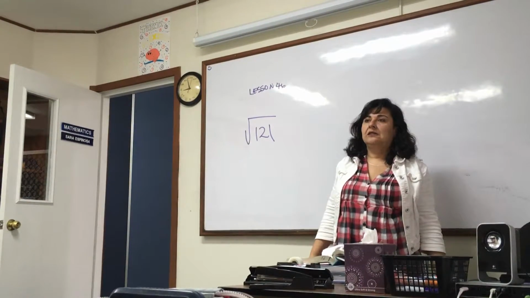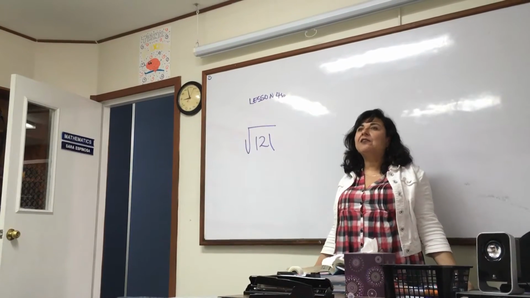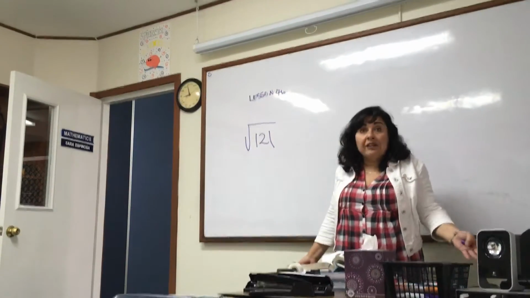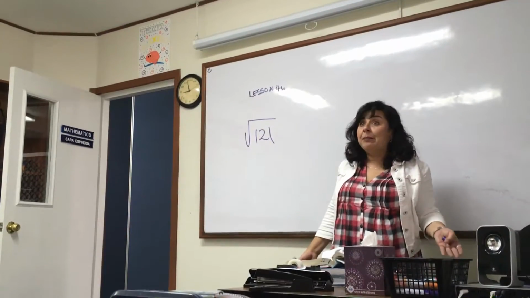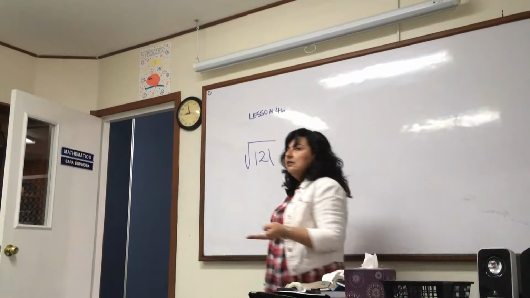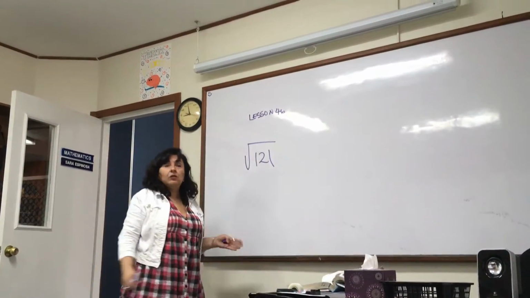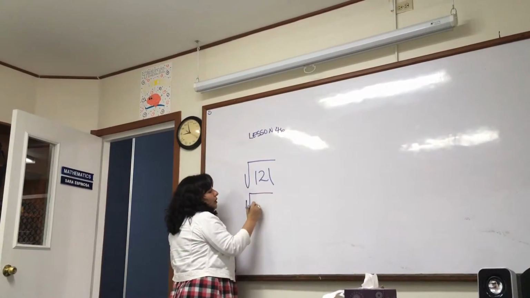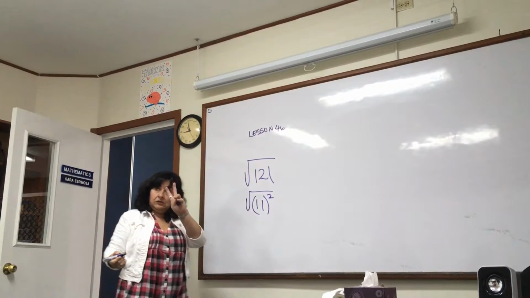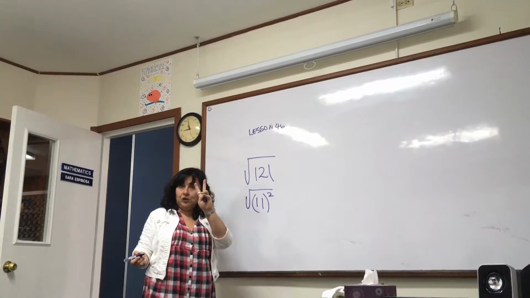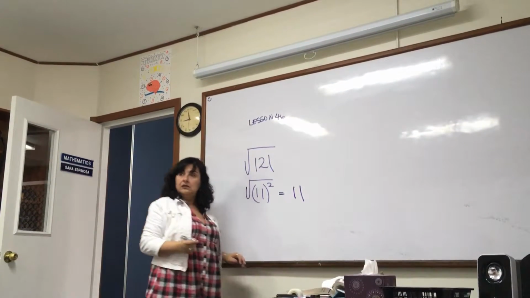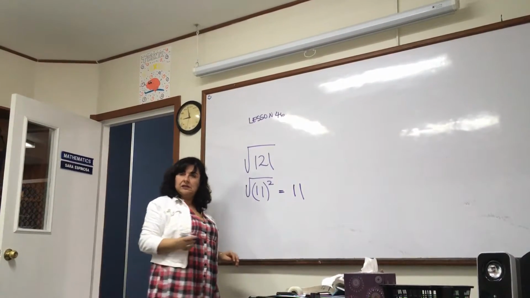11. How about 10? Let's think of 10. 10 times 10 gives you 100. So we know it's got to be above 10, right? So he said 11. 11 times 11 is 121. So it's 11 times itself, twice. Gives you 121. So the answer is 11. Okay? Does that make sense?